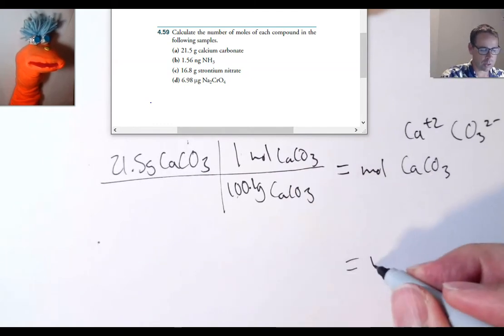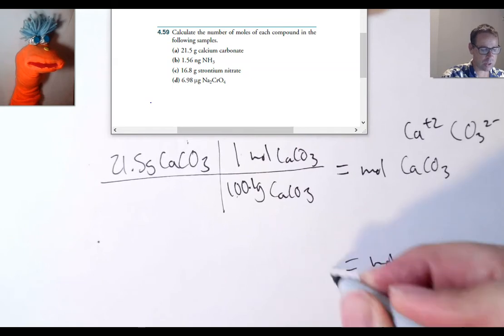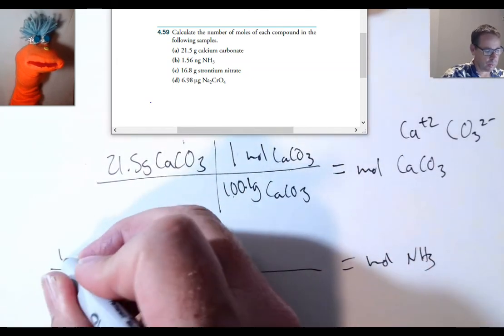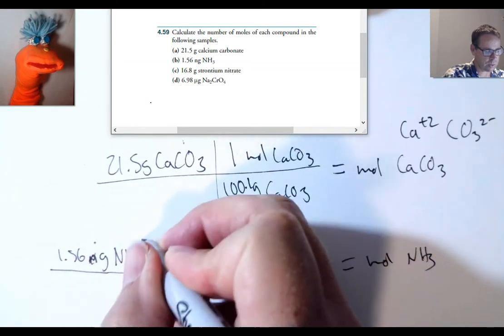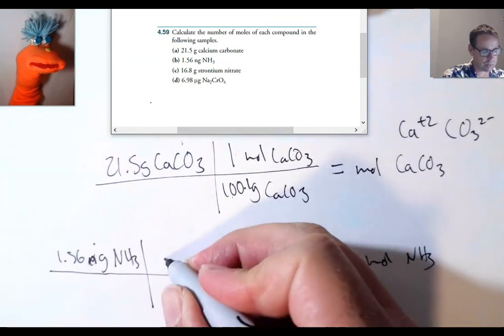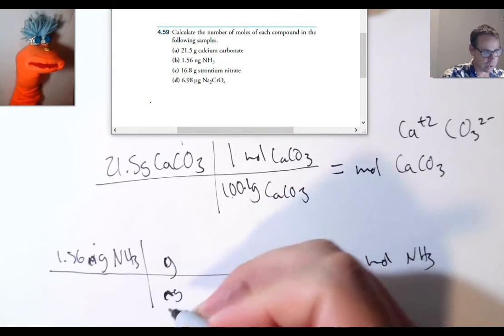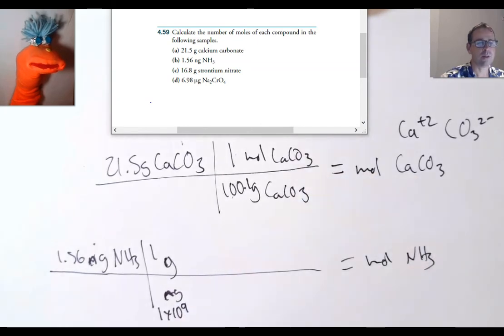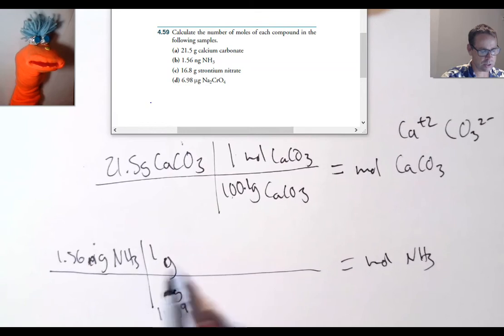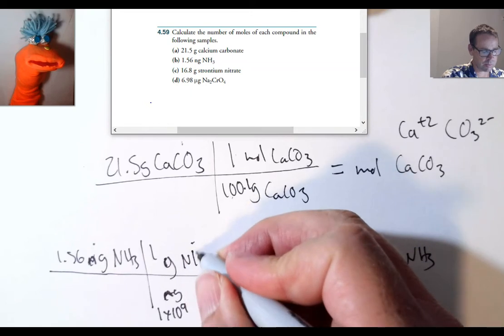All right, I want moles of ammonia, NH3, starting off with 1.56 nanograms of ammonia, NH3. Well, I can go from nanograms to grams. There's 1 gram is 1 times 10 to the 9th nanograms. Remember, that's what nano is. I didn't remember that, but I could go look it up. Good. Nano is 9. So make sure we put 1 times 10 to the 9th for every gram there. And now we're in grams of ammonia.